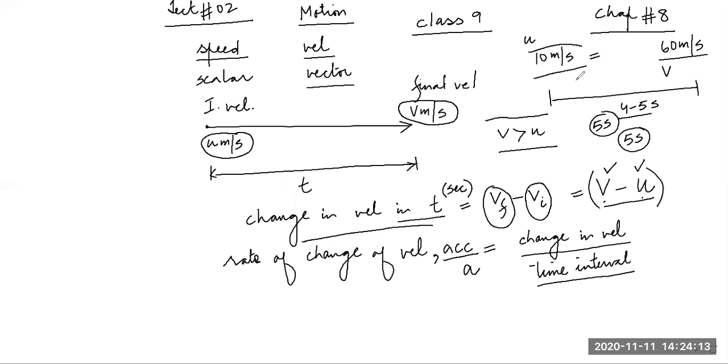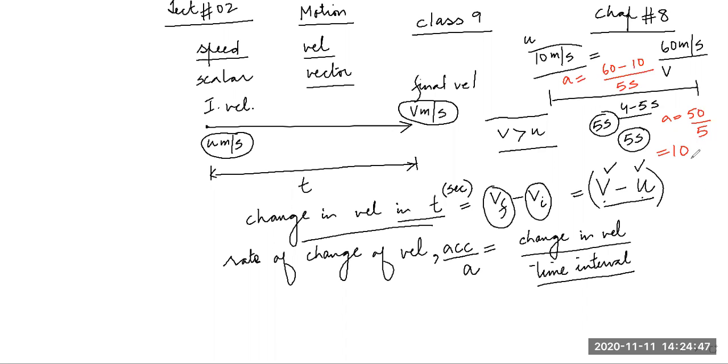Can you calculate, students? I will calculate. First I will ask you, then I will tell you, then I will ask you. So acceleration in this case, A, will be, what is the change in velocity? 60 minus 10. And in how much time did this change in velocity happen? It happened in 5 seconds. So acceleration in this case will be 60 minus 10, 50, divided by 5. This is 10.